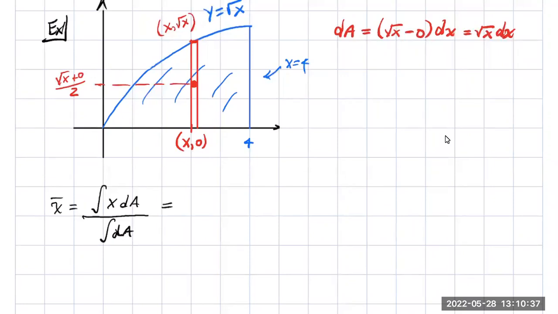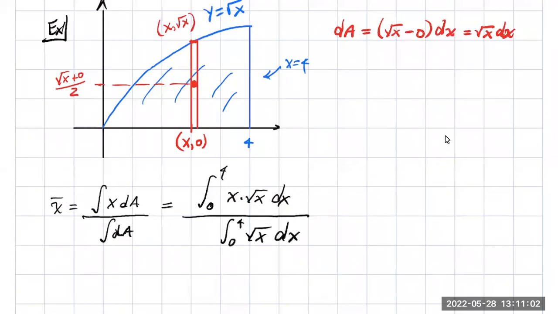Okay, so in the numerator, our integral is going to range from 0 to 4 of x times the dA, and the dA we calculated above to be the square root of x dx. In the denominator, just the integral from 0 to 4 of dA, which is the square root of x dx. Okay, I'll leave that to you to calculate.